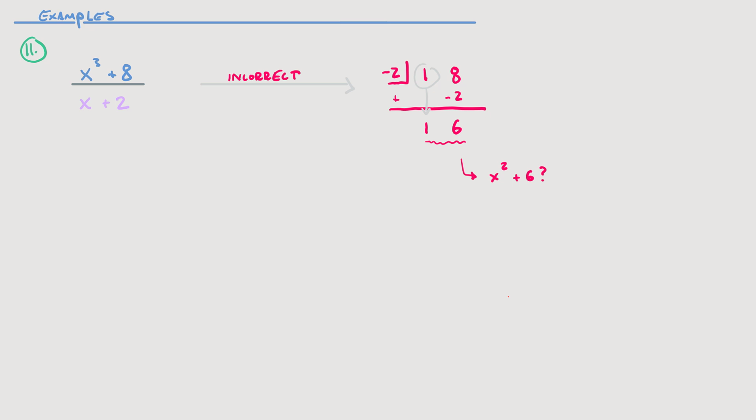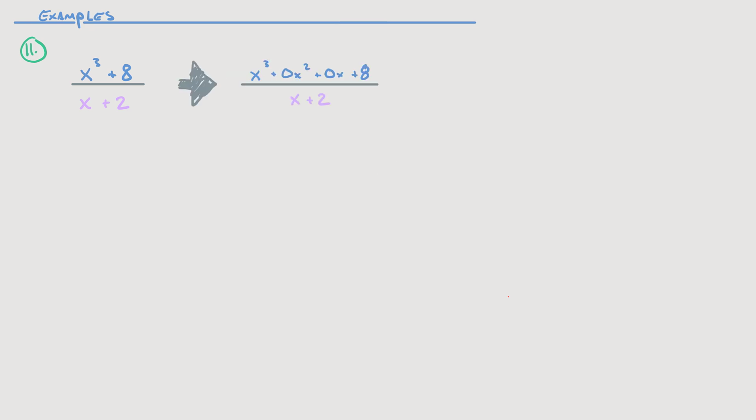Because we know the degree is supposed to be 1 less, is it x squared plus 6? But then where's the coefficient for the x term, right? So this isn't it, right? Just like in the last video, what we have to do, this is not an option at this point. For synthetic division, you have to put in the zeros. For long division, it was just a suggestion, but here we have to do it. So we should write the synthetic division like this, okay?